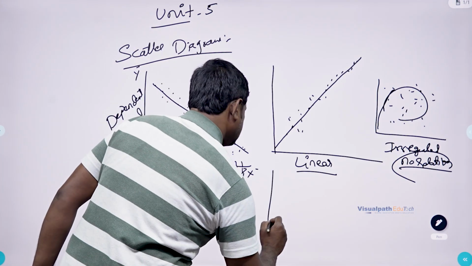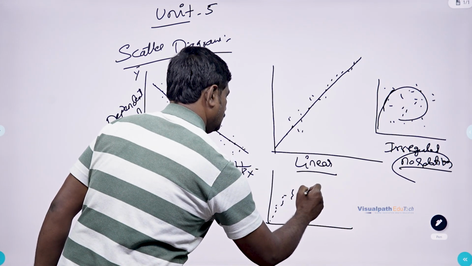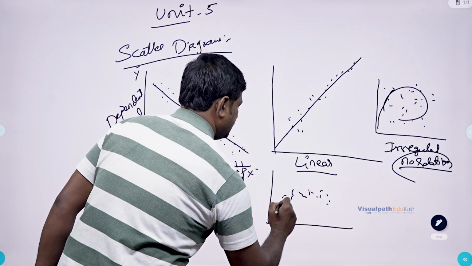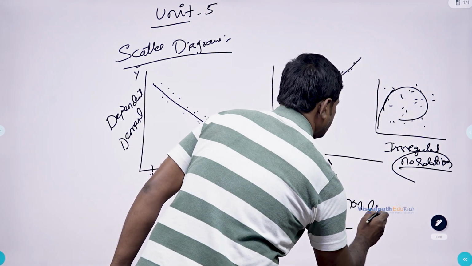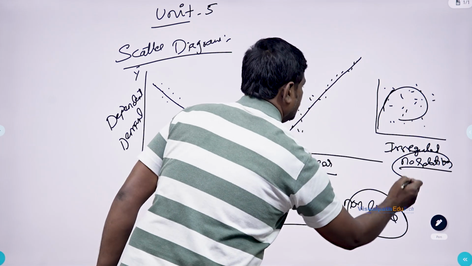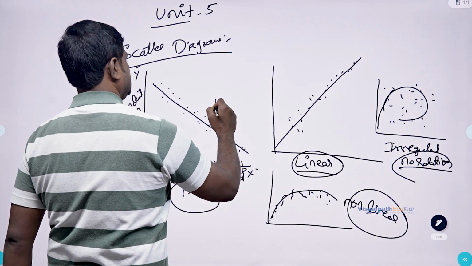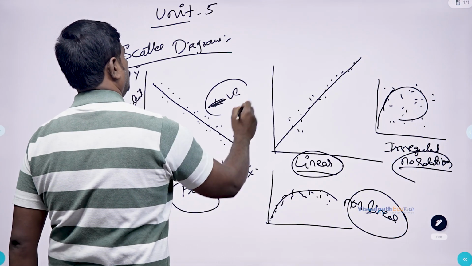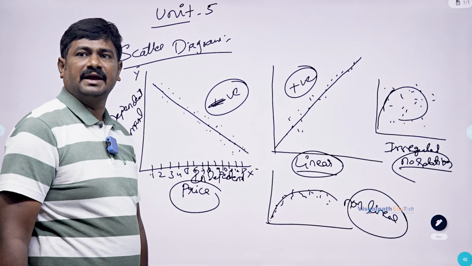Some lines may be like this. This is nothing but a curve in nature. This is non-linear correlation, which we can identify. This is an inverse relationship, negative correlation. This is positive and linear correlation we can identify.